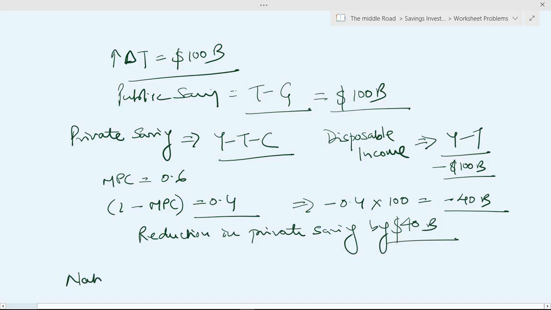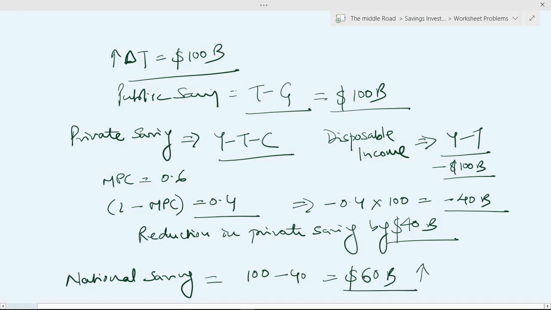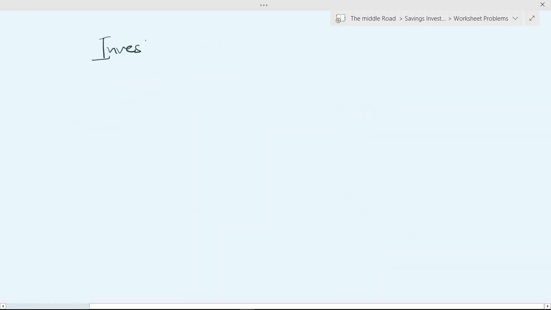Now the total national saving is private saving plus public saving. Public saving has increased by 100, and there's a reduction in private saving by 40. So the national saving has gone up by 60 billion. The question is, what happens to the investment? We have seen it is equal to saving, which is equal to 60 billion.